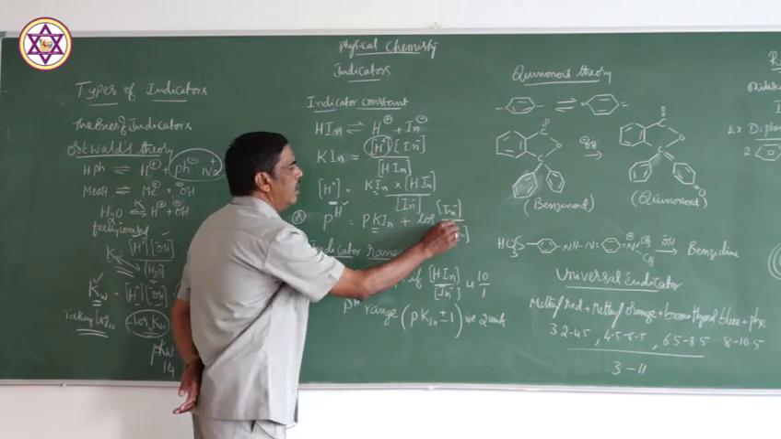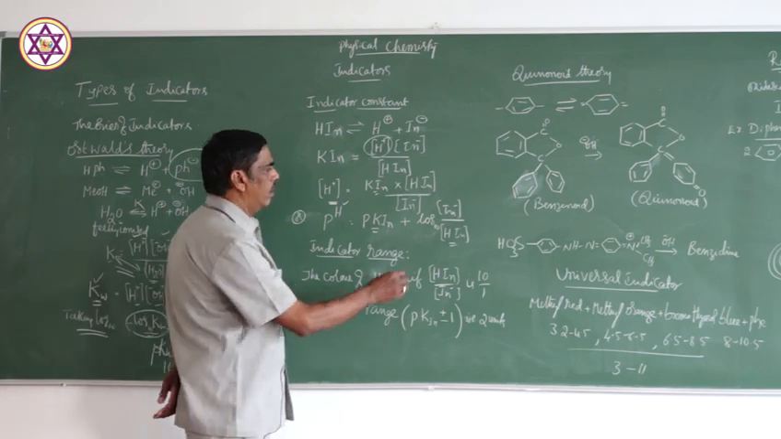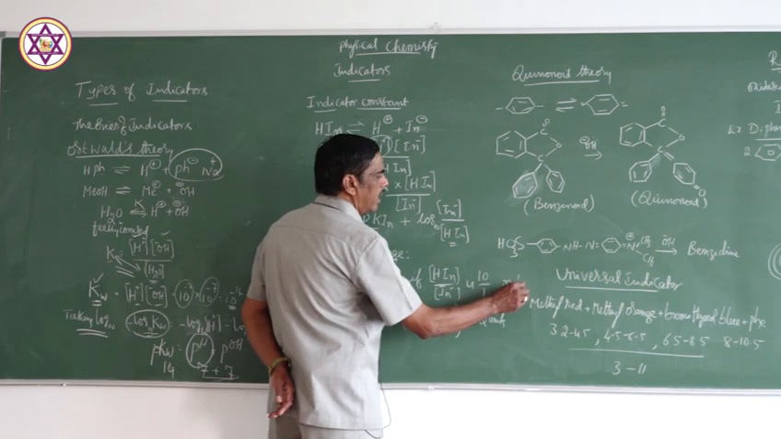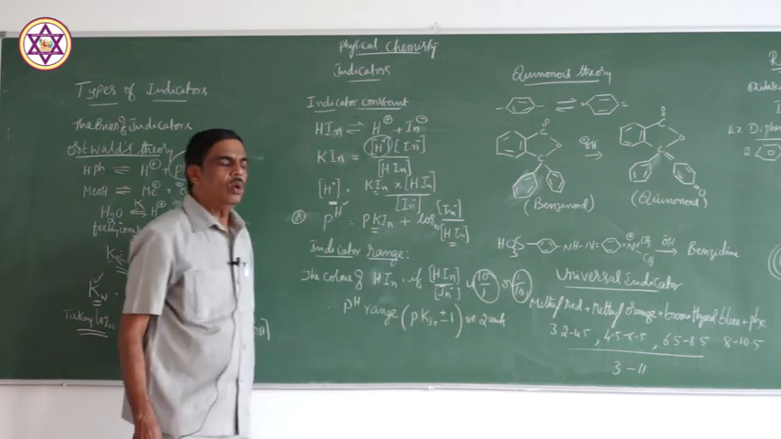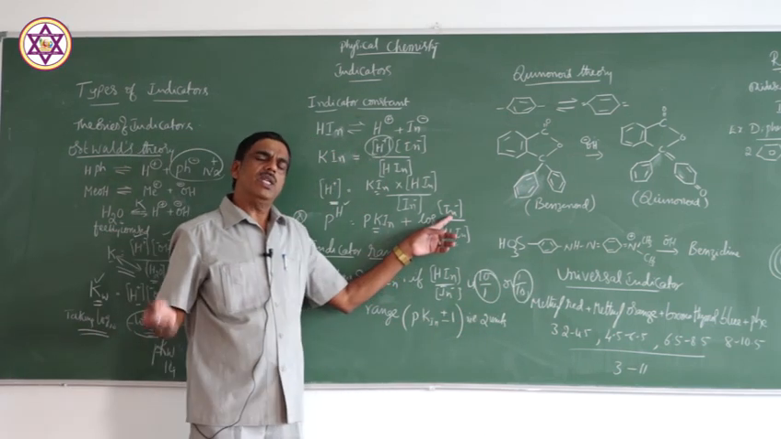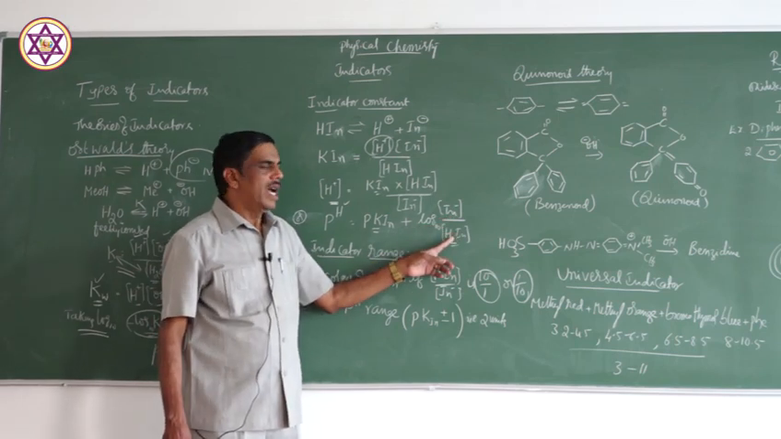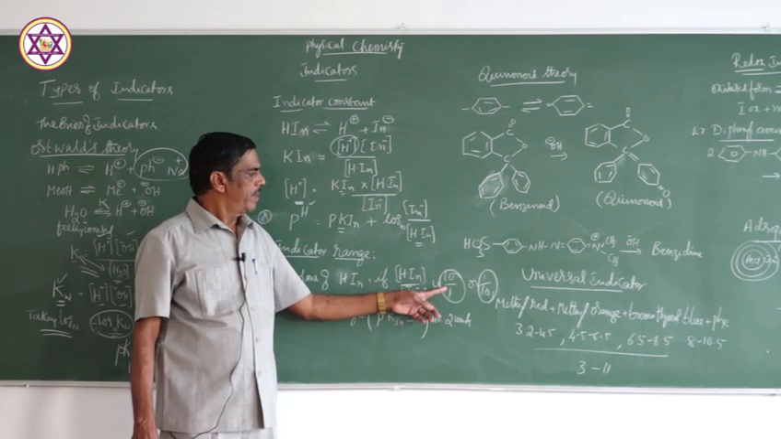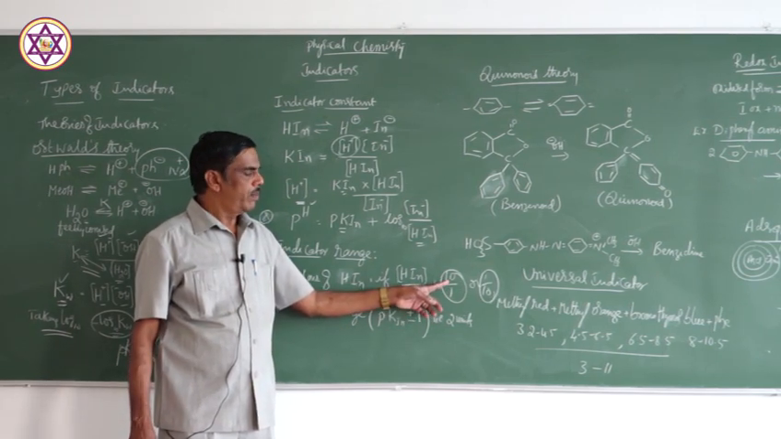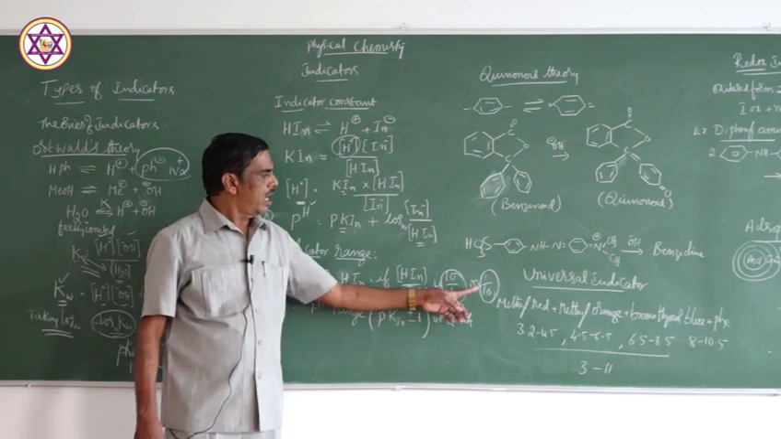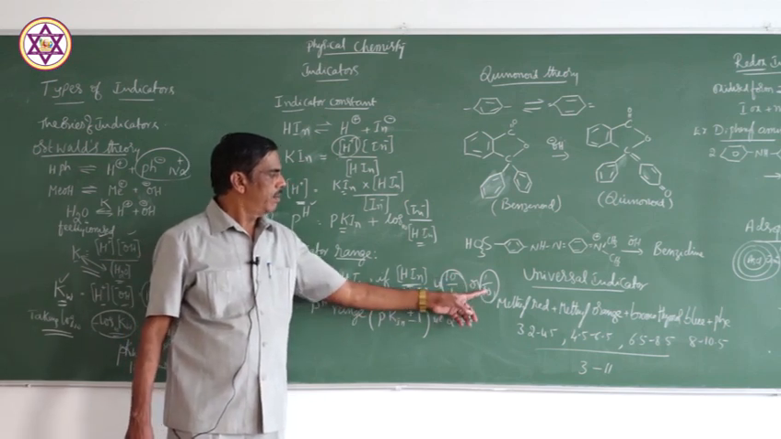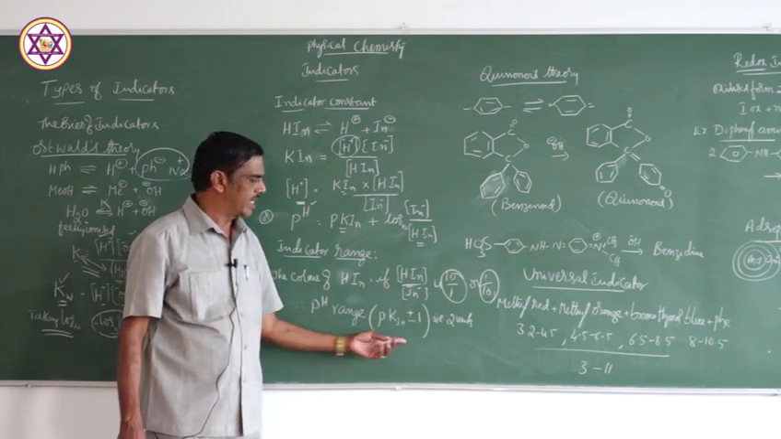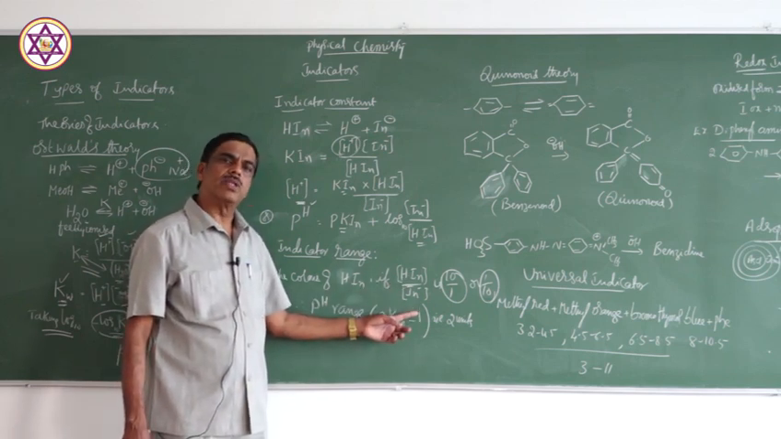This ratio In by HIn may be 10 by 1 or 1 by 10 depending upon the indicator. So, if the ratio of the ionized form of the indicator to the unionized form is 10 by 1, it becomes the logarithm of 10 to the base 10, which is 1, or this is minus 1. So, plus 1 or minus 1. So, pKin of the indicator plus or minus 1 is the indicator range, 2 units of pH.